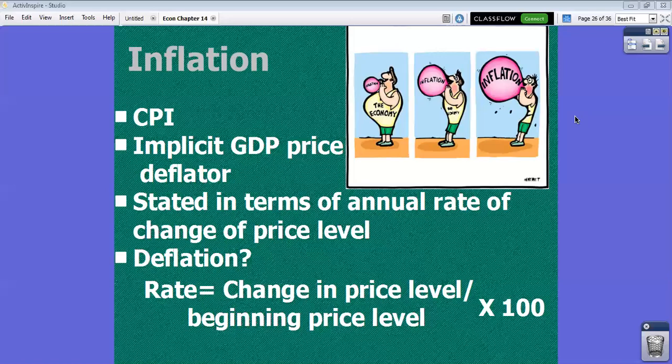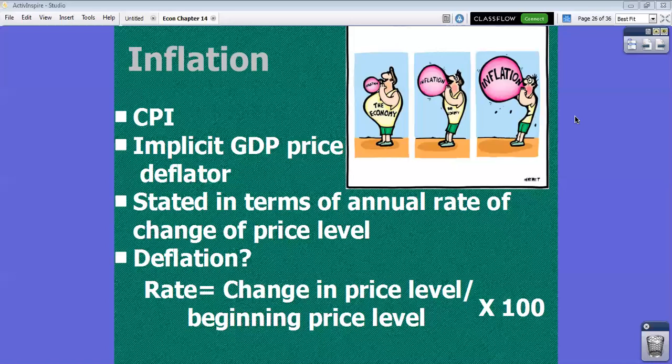So we mathematically can figure it out. We're going to take the change in the price level, and again, the price level we can get from the CPI or the GDP price deflator, and we're going to divide it by the beginning price level. And then we multiply by 100 because we're trying to get a percent. GDP is measured, like we said, in tenths of a percent. Unemployment is measured in tenths of a percent, as is inflation, because these measurements are super important.